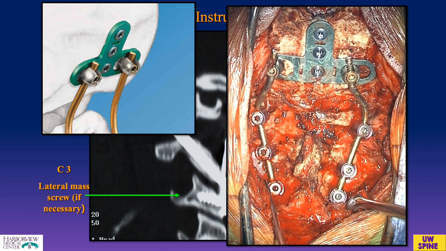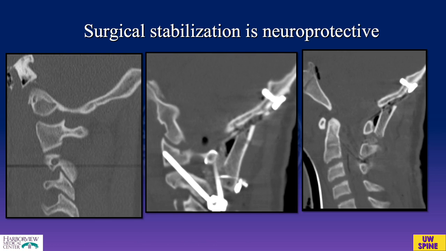And we can see that with current day fixation, we have a plate and screws here that are much more user-friendly than what we used to have, and we're going to end up with a construct something like this. Now, we know that surgical stabilization is now neuroprotective because now the skull is reattached to C1, C2, and we're not going to have distraction here on the spinal cord that can lead to further problems.